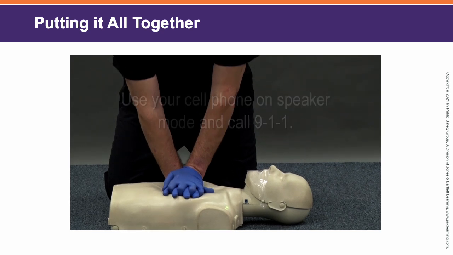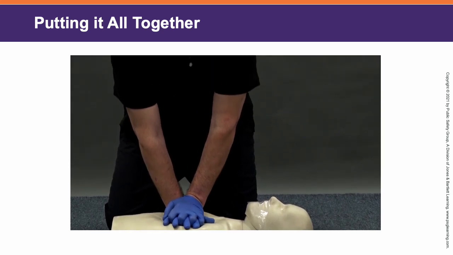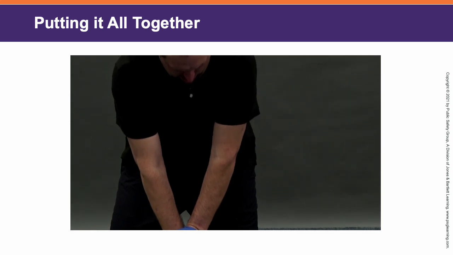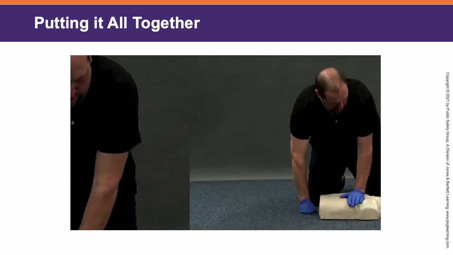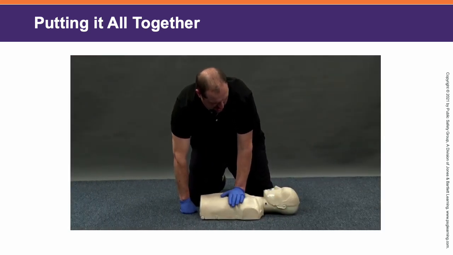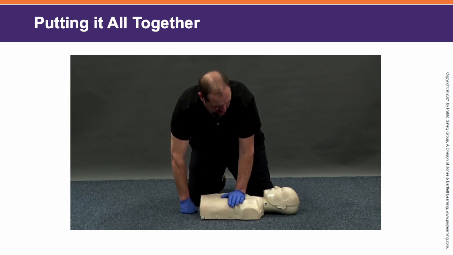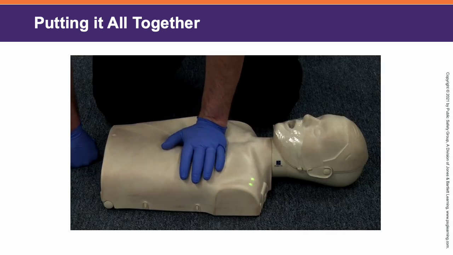If a phone is not available, leave the person to locate a phone and get an AED. If you are alone and the person is a child, give 5 sets of 30 chest compressions and 2 breaths before calling 911.